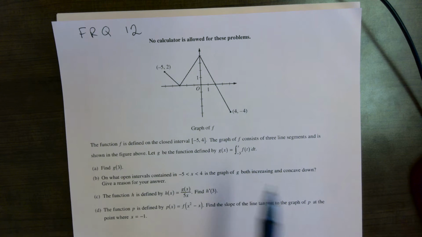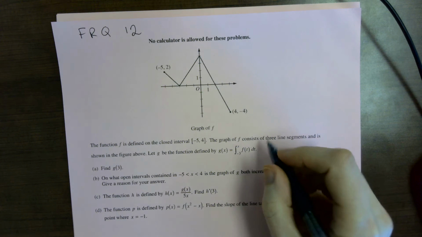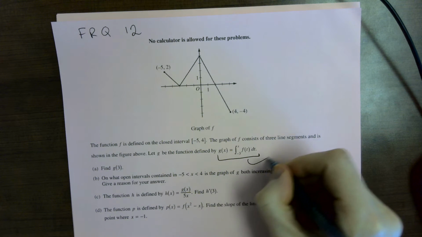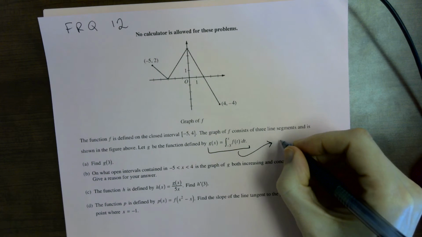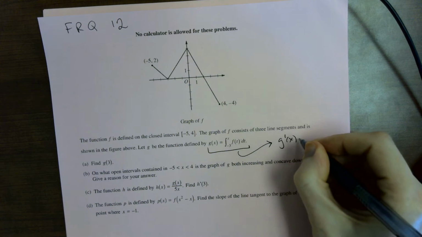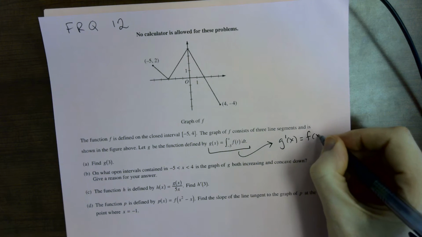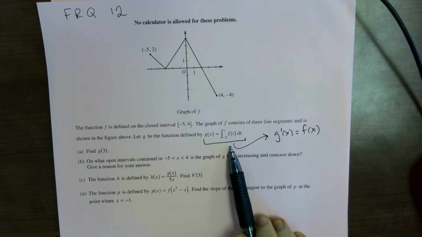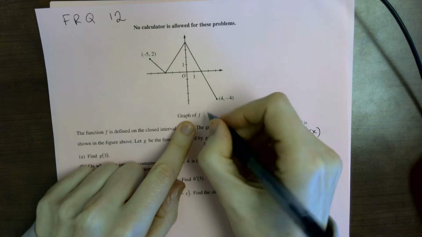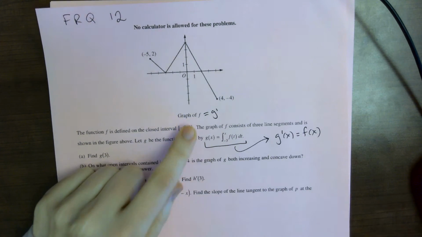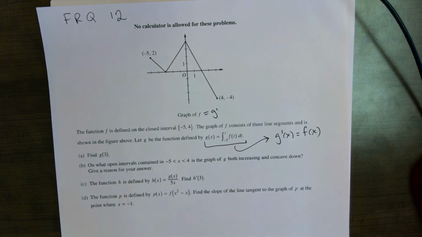And guys, right off the bat, it is very important to recognize, if you're dealing with an accumulation function, that its derivative is the input, okay, right there. That's important to recognize. So when you're looking at the graph of f, you are looking at the graph of g prime, that it is an immediate observation that we want to make. Okay, so part A, find g of 3.